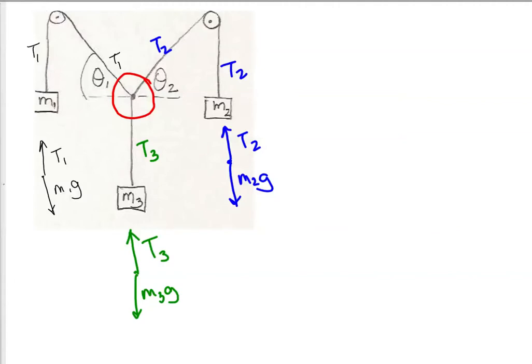And now if I want to draw a free body diagram of this knot, I'll put that over here. I'm going to have that, which is tension number 2. I'm going to have this, which is tension number 1. And I'm going to have this, which is tension number 3. All right?